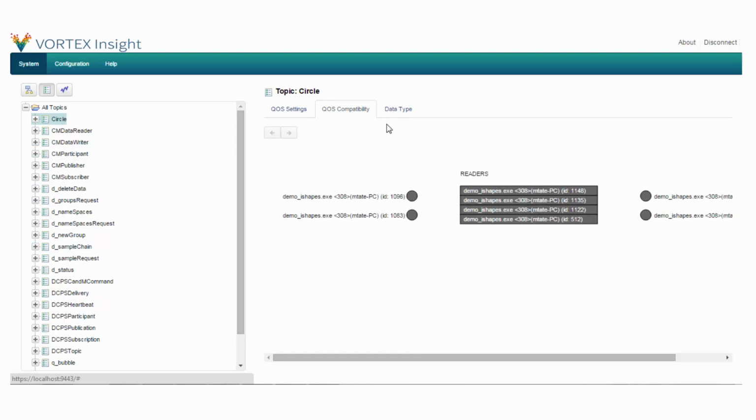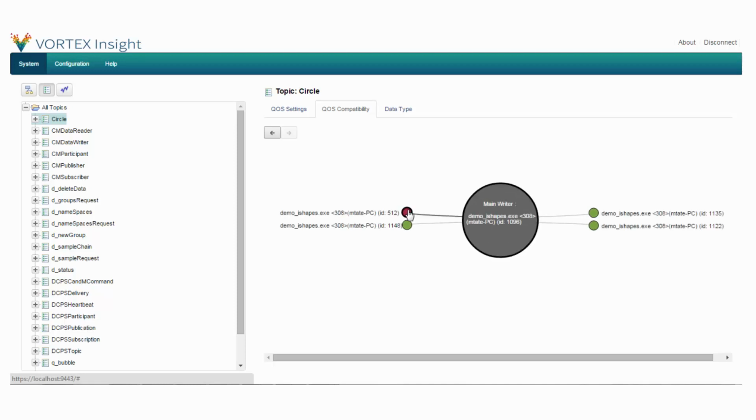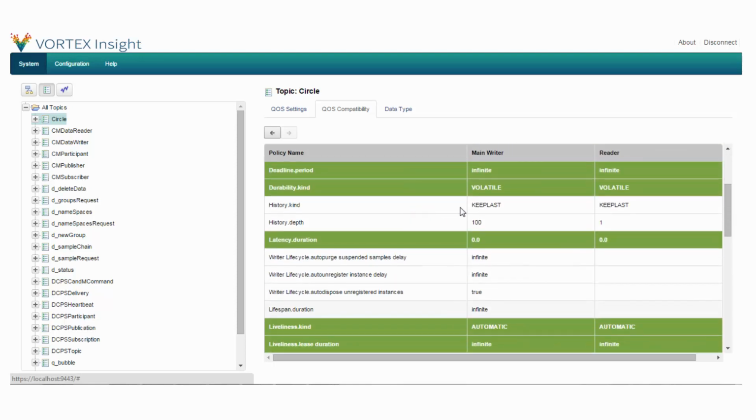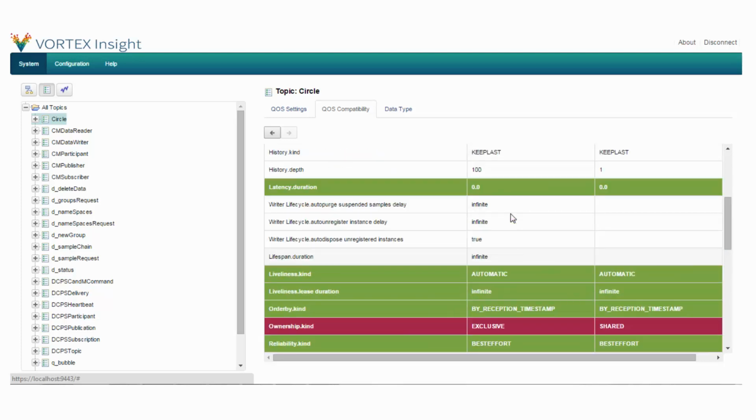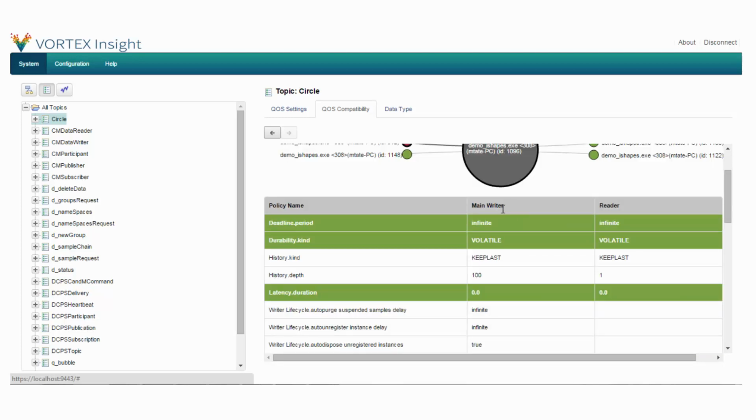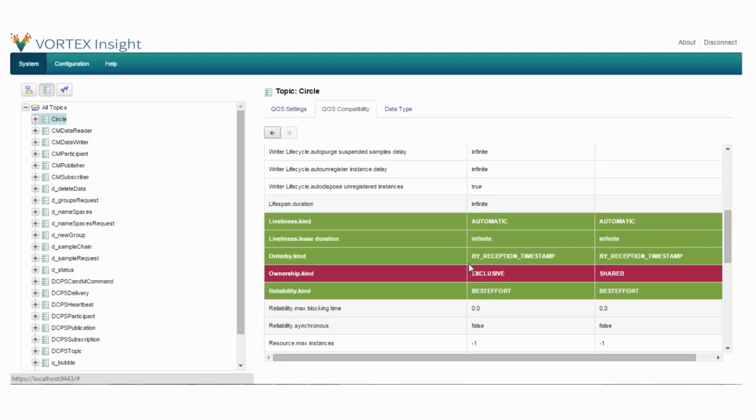The QoS compatibility graph allows us to efficiently identify mismatch in QoS policies between a given reader and writer. This is done by simply hovering over the entities and looking for red connections. A red connection indicates a mismatch between a given reader and writer, and clicking on the specific connection allows us to see a QoS comparison table where only compared QoS are highlighted in either green or red, where green is used to indicate matching policies and red mismatching policies, in this case the ownership kind.